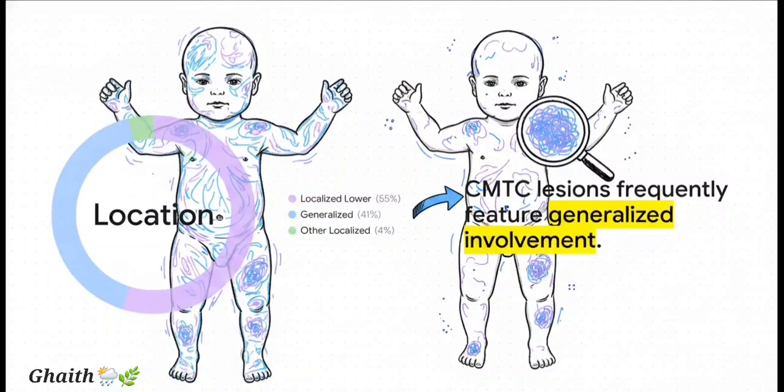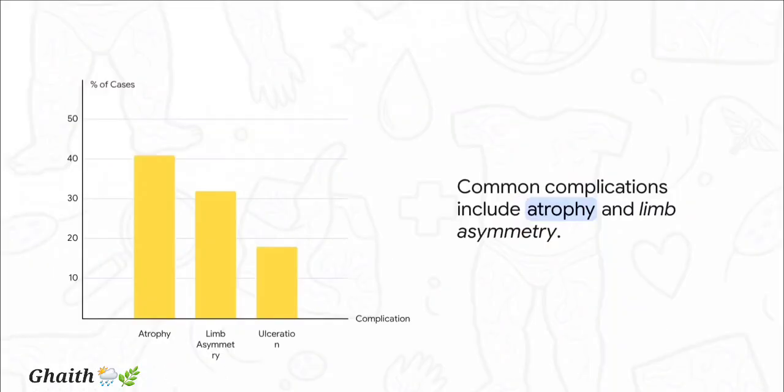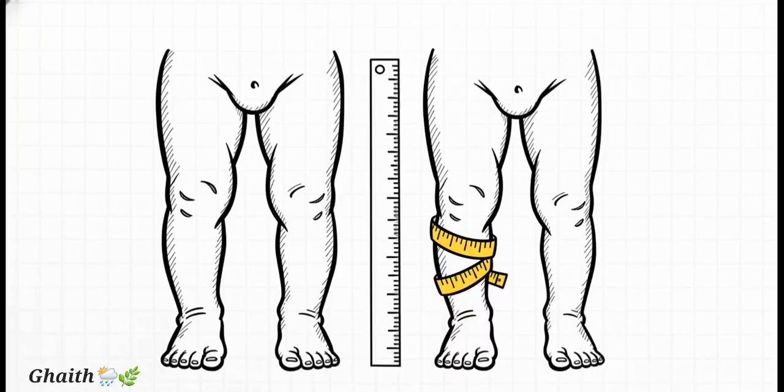Let's move on and see how this builds from where the disease is to what it actually does to the skin and the underlying tissue. Because CMTC isn't just a simple color change. 41% of patients suffer from actual skin and tissue atrophy. 32% develop limb asymmetry, and a striking 18% present with ulcerations right within the lesions themselves. Let's drill down into that 32% limb asymmetry figure for a second, because this specifically requires strict orthopedic monitoring.